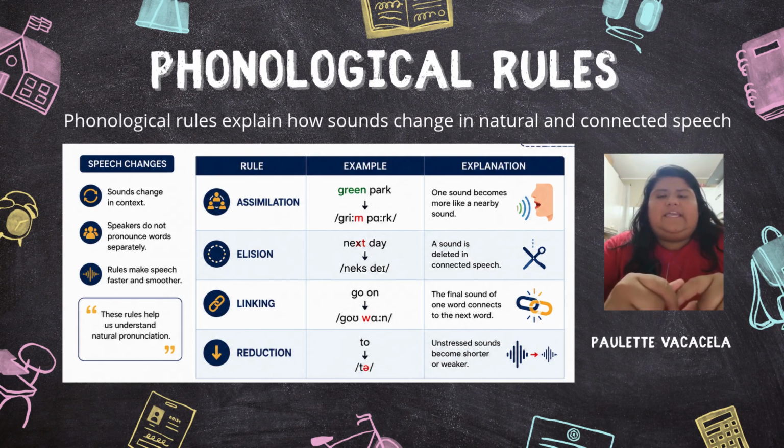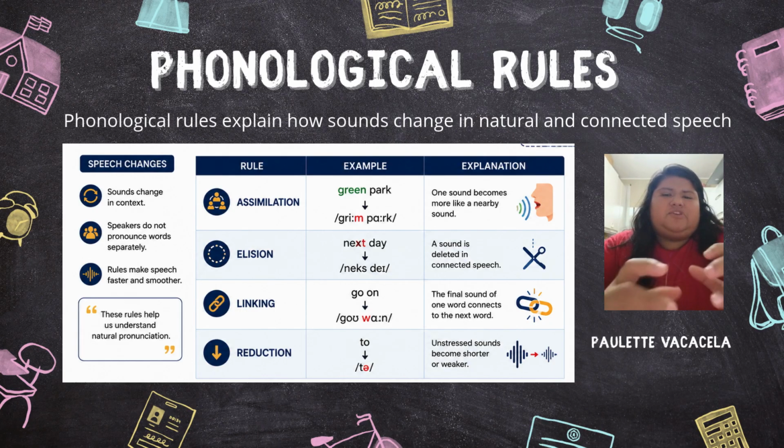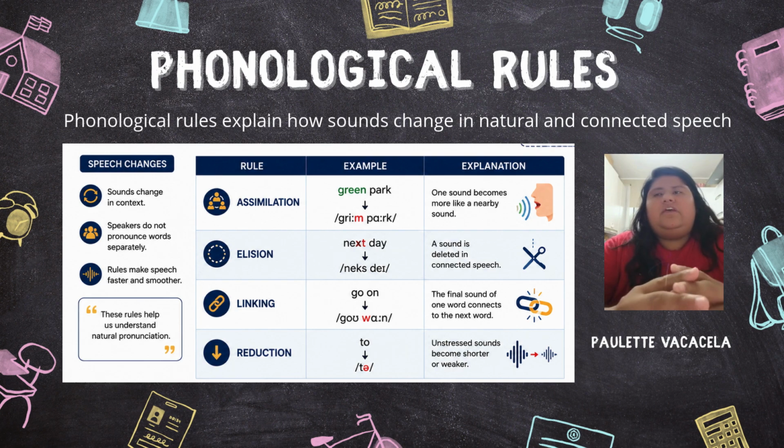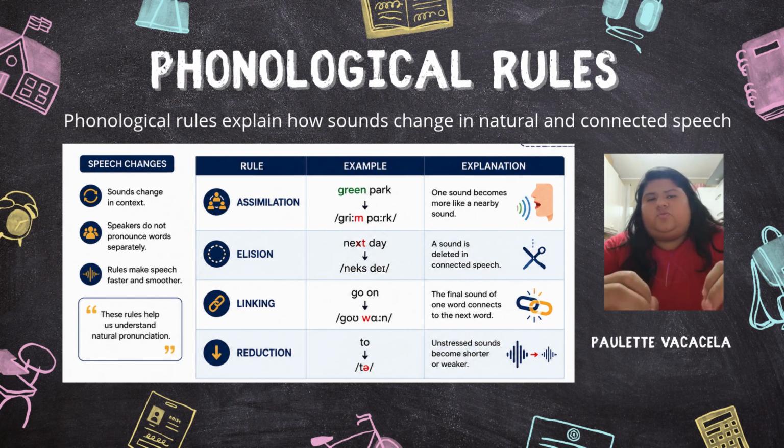Another rule is linking. This happens when the final sound of one word connects with the beginning of the next word, making the speech smoother. For example, in go on, the sounds are linked together. Finally, we have reduction. This usually happens with unstressed words. For example, the word to is often pronounced as ta instead of its full pronunciation.